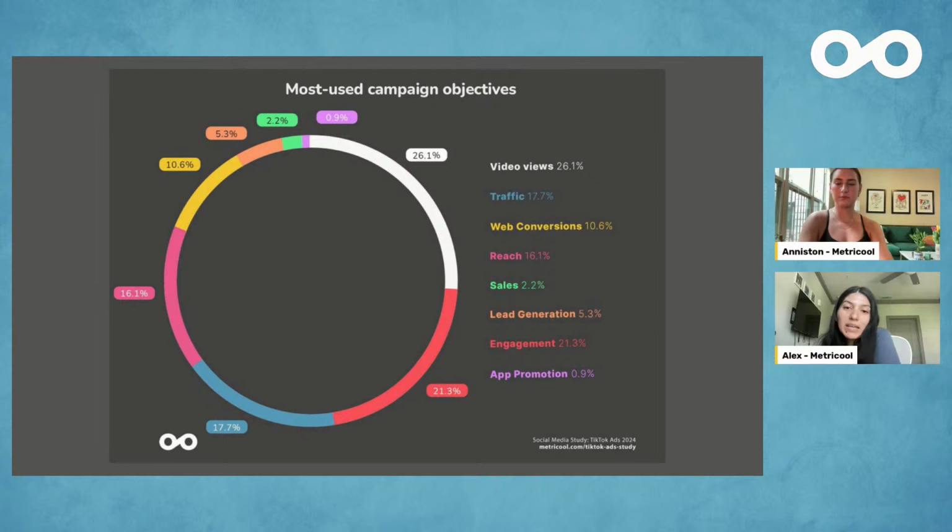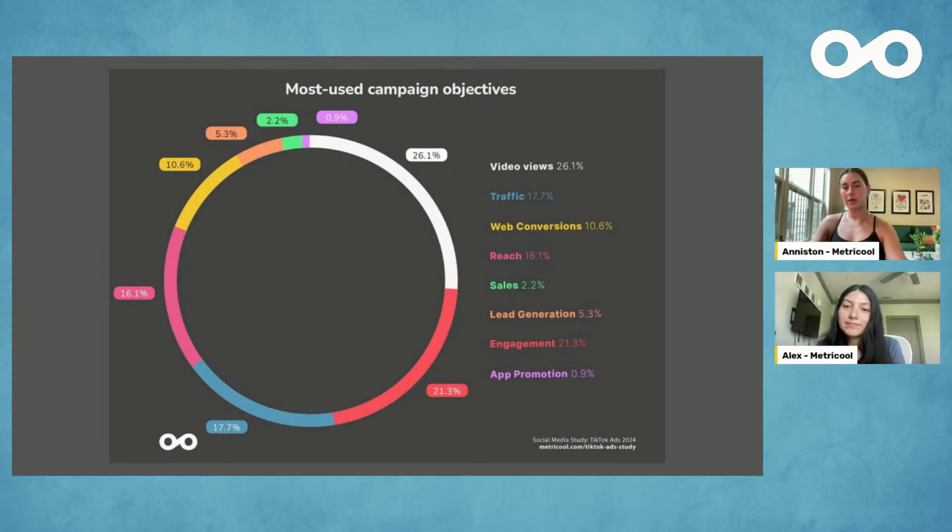And if you think about it, it makes sense why video views and traffic and reach are the most popular, because, like Aniston said, TikTok is primarily a video platform still, even now that you have photos and things on there. So increasing those video views, it almost all goes hand in hand: increasing video views, maybe getting more interactions like comments, shares, likes, and then driving traffic outwards from there.